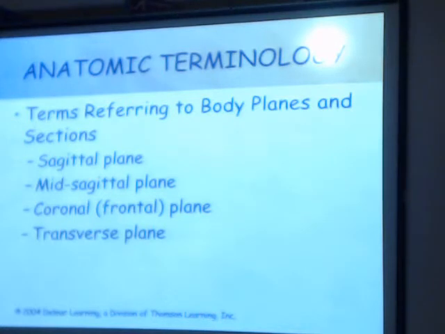Coronal or frontal plane would basically cut the body lengthwise into front and back sections. So a coronal plane separates the body into front and back sections. And the transverse cuts the body into superior and inferior, so a top and a bottom half. You guys are going to take some time and actually look at what that looks like and use models to kind of demonstrate those planes.